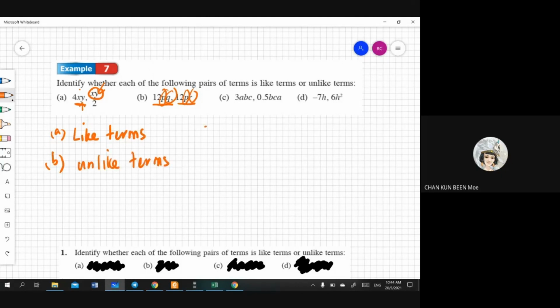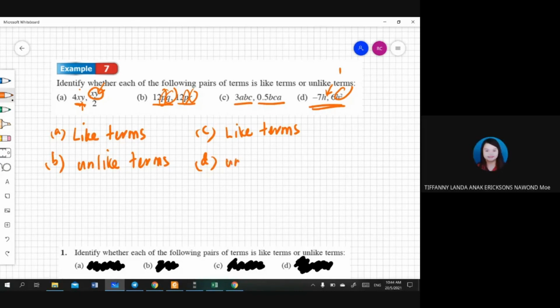Okay, we continue with C, 3ABC and 0.5BCA. Like terms or unlike terms? Like terms. Yes, very good. They are like terms. Then we look at the last one here. Negative 7h and 6h squared. So we can see the h. The power of the h is what? 1. So this one is a 2. Like terms or unlike terms? Unlike terms. They are unlike terms.